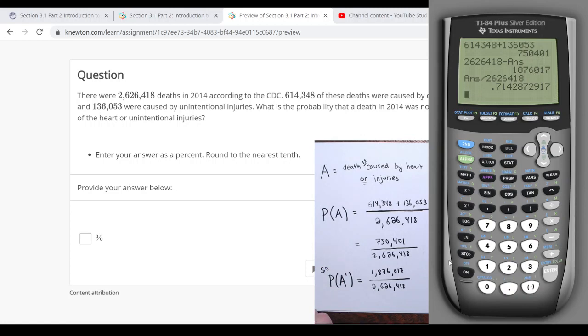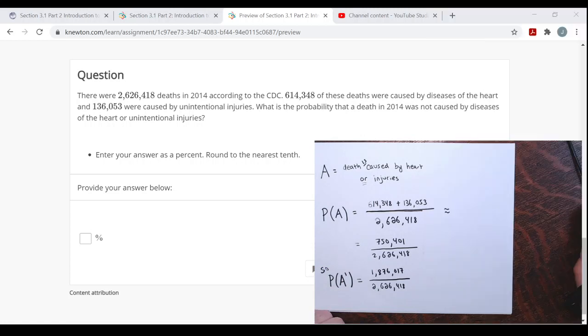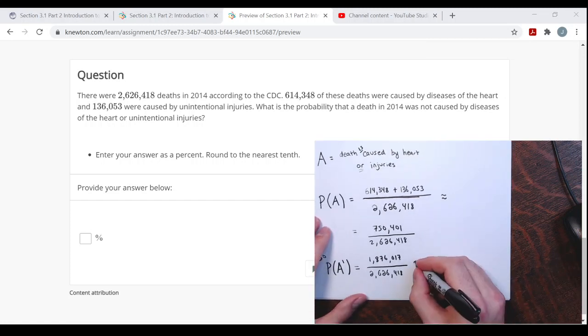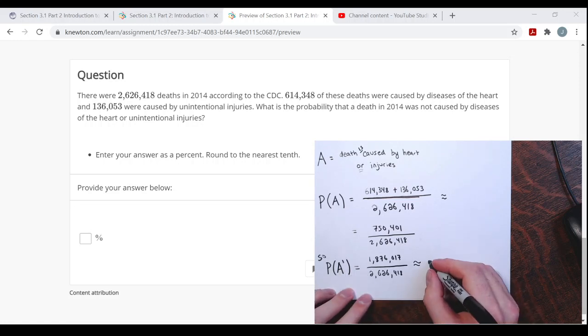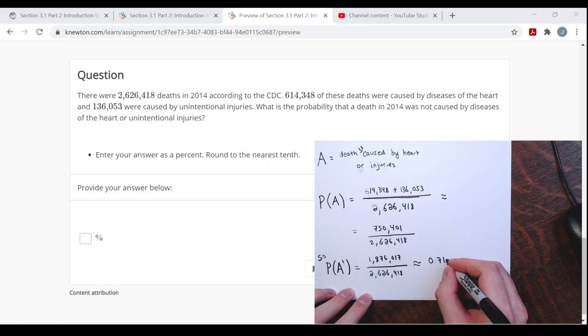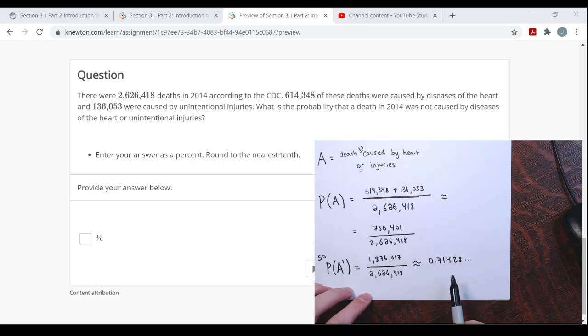All right. So let me pull this down. On the calculator, I'm getting that the probability of these deaths not being caused by the heart or injuries is approximately 0.7142. Changing this to a percentage, you move the decimal place to the right twice. So this is 71.428 percent. Remember, percent just means divided by 100. If I divide this by 100, it would take me right back to that. And to the nearest tenth of a percent, this is 71.4%, but then the next number is a 2, so I just keep it as 71.4.